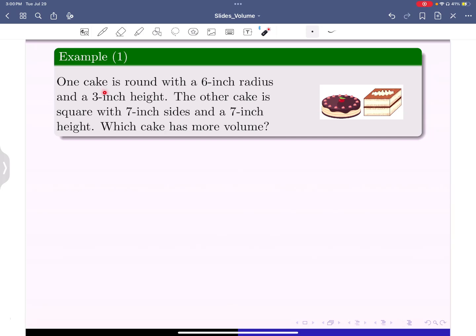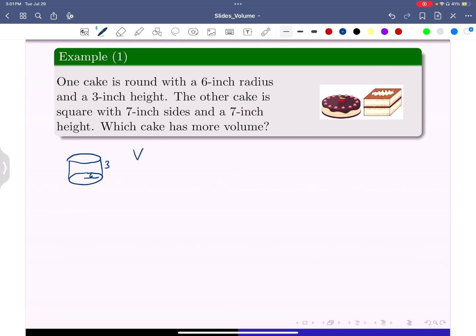Example: one cake is round with a 6 inch radius and a height of 3 inches. The other cake is square with 7 inch sides and 7 inch height. Which cake has more volume? The first cake is round and has a height, so that is nothing else but a cylinder. It has a radius of 6 inches and a 3 inch height.